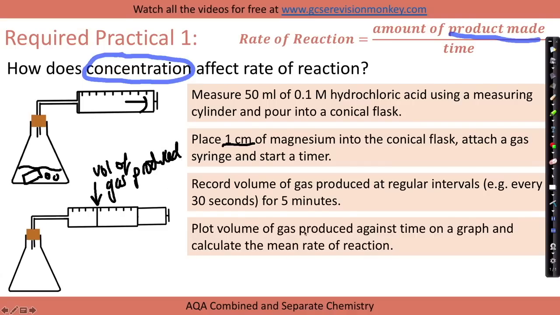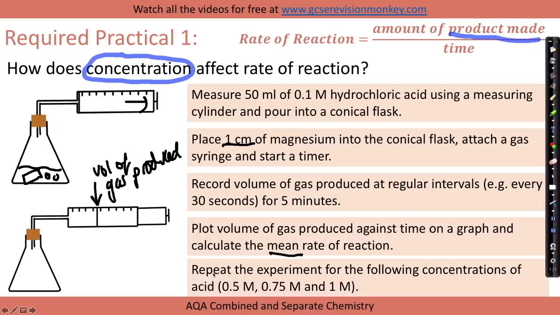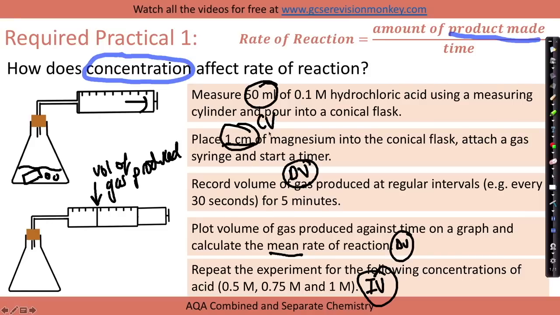Then we would plot the volume of gas produced against time on a graph, and we can use this to calculate the mean rate of reaction, and I'll go through how we do this later on. We then repeat the experiment for the following concentrations of acid. So this will be our independent variable, the concentrations of acid. The dependent variable would be our volume of gas, which we then turn into our rate of reaction down here. And important control variables are things such as the volume of acid that we are using, the length of magnesium that we're using, and things such as temperature as well.